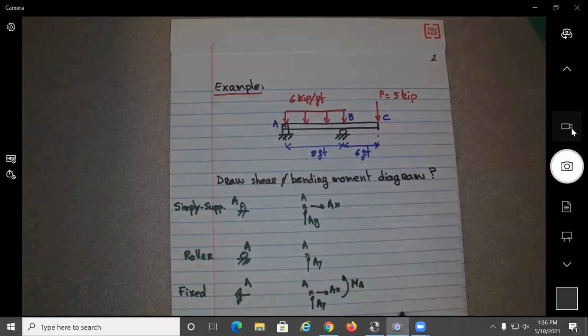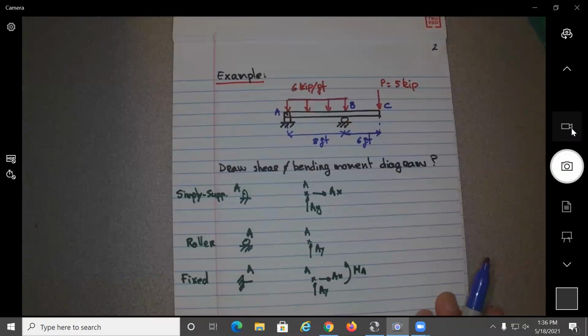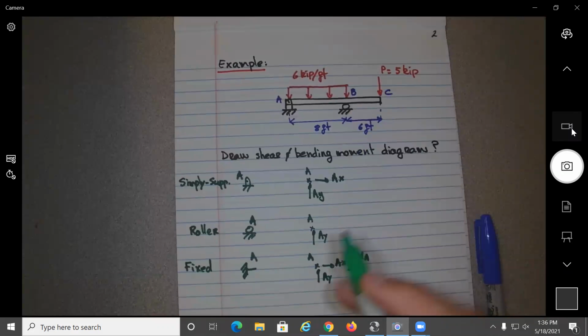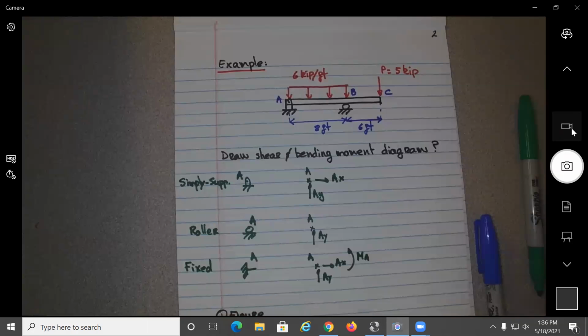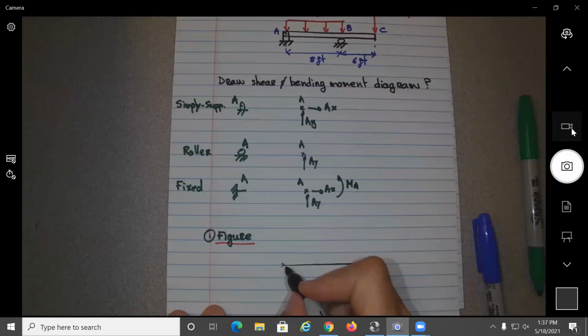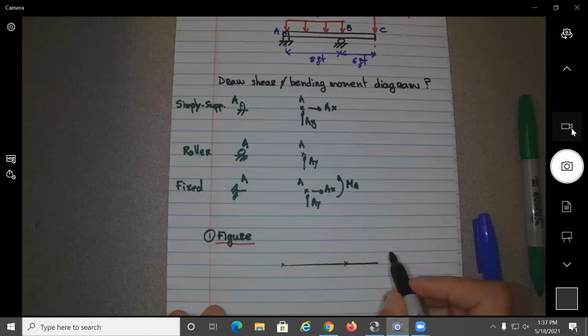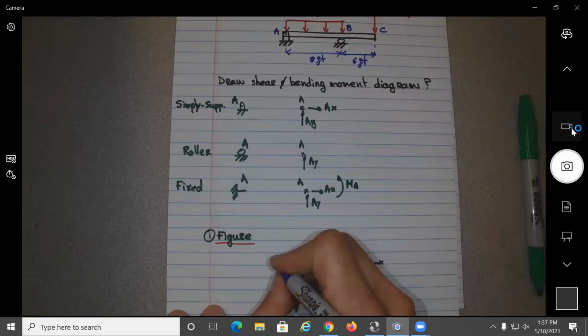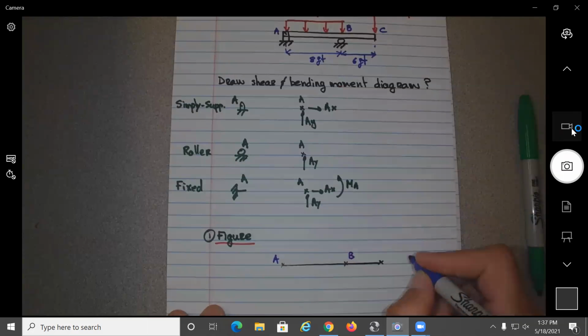All right, so maybe I can just do it in here. So let's do here, step one, free body figure / sketch. So what do we have? I have here point A, point B, and point C over here. So we have A, B, and C.